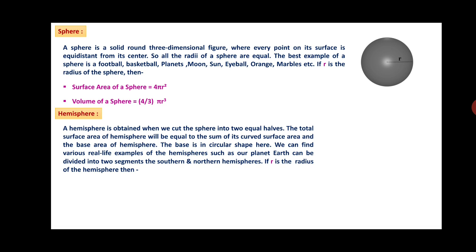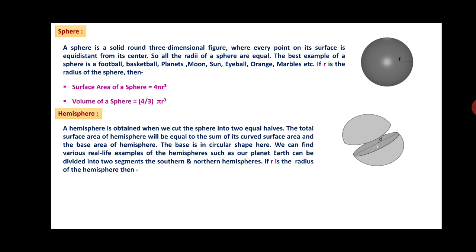Hemisphere. A hemisphere is obtained when we cut the sphere into two equal halves. The total surface area of the hemisphere will be equal to the sum of the curved surface area and the base area of the hemisphere. The base is the circular shape. Here we can find various real life examples of the hemisphere, such as our planet Earth can be divided into two segments, the southern and northern hemispheres.